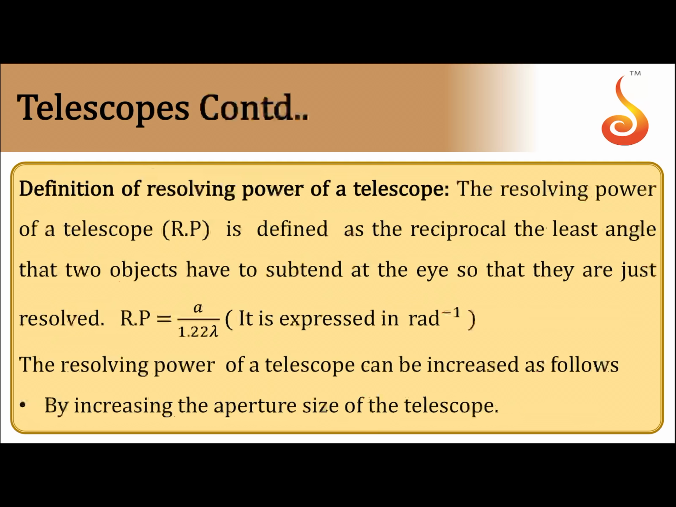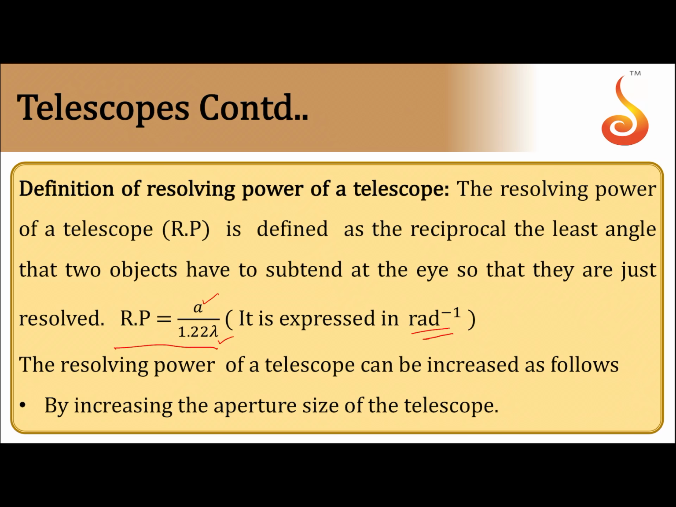Now if you take the reciprocal of the limit of resolution, that will give rise to resolving power. The resolving power of a telescope is defined as the reciprocal of the least angle that two objects have to subtend at the eye so that they are just seen resolved. So, resolving power will be equal to A divided by 1.22 lambda. It is measured in radian inverse. Resolving power depends on two things, one is A, one is lambda. A is the size of the aperture, the diameter of the aperture.